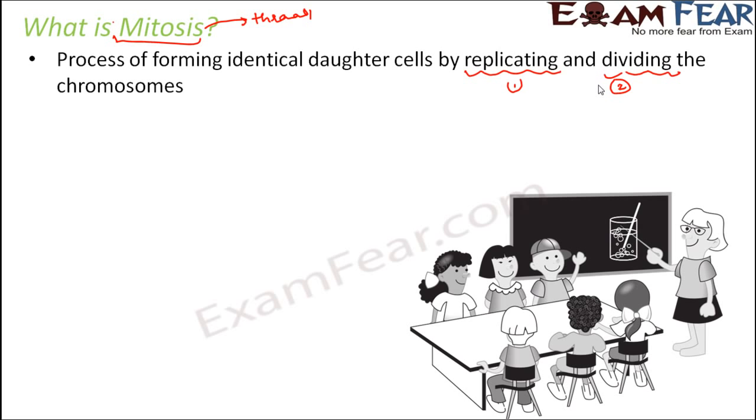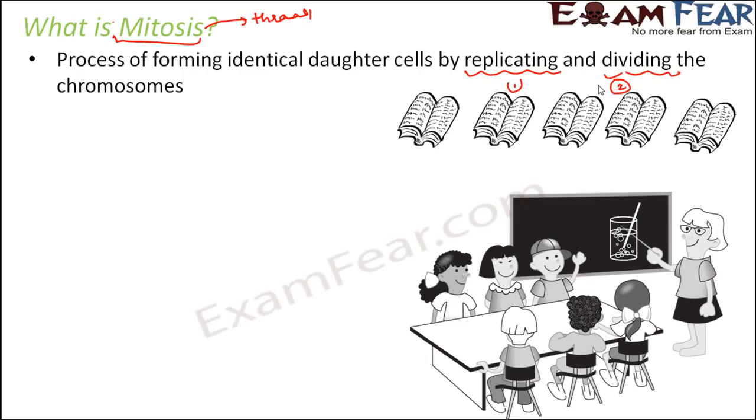You can understand the process of mitosis with this simple example. Let us suppose this teacher is teaching in a class where she has multiple students, almost six of them. Now she wants to distribute these notes, but she has only one copy of the notes. So how can she give it to all the six students? What will she do? She will get a Xerox done of the same notes. Now she will get multiple copies of the same notes and then distribute each copy to each student.